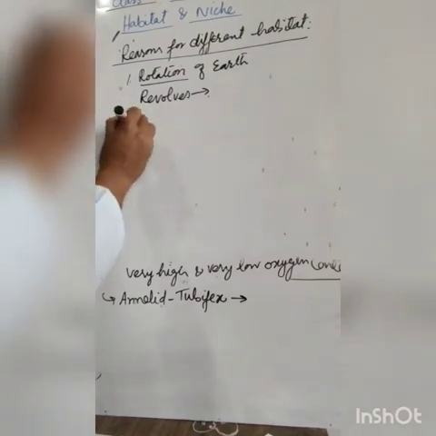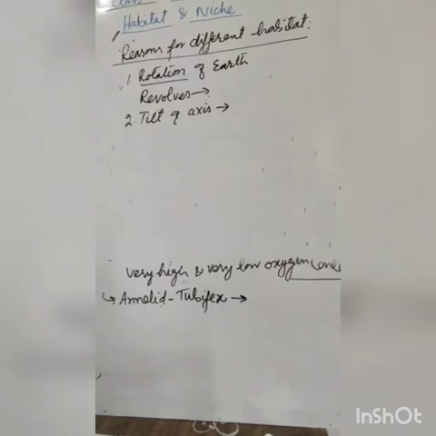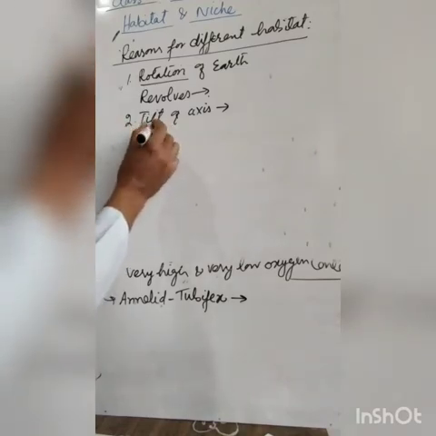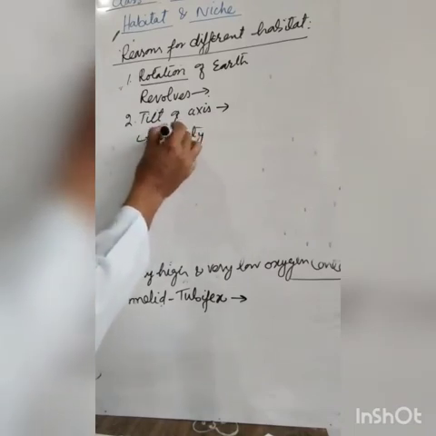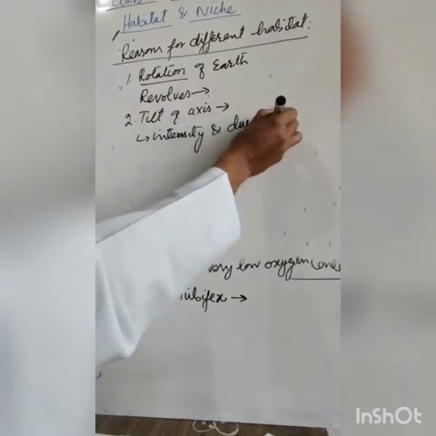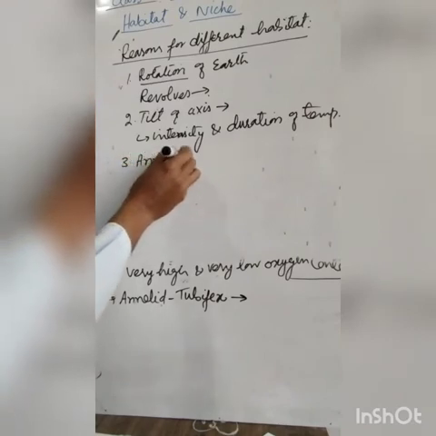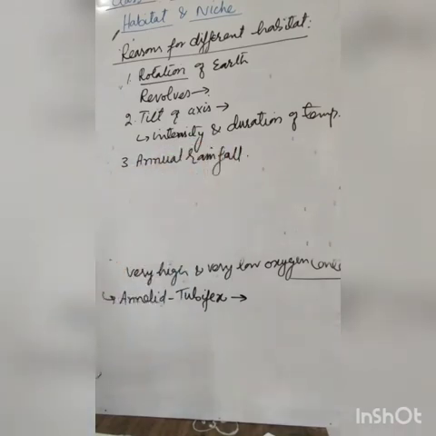Now, another reason is the tilt of axis of Earth. Tilt of its axis is responsible for annual variations in the intensity and duration of temperature, resulting in distinct seasons. Another is annual rainfall. Annual rainfall at different places shows us the different habitats.